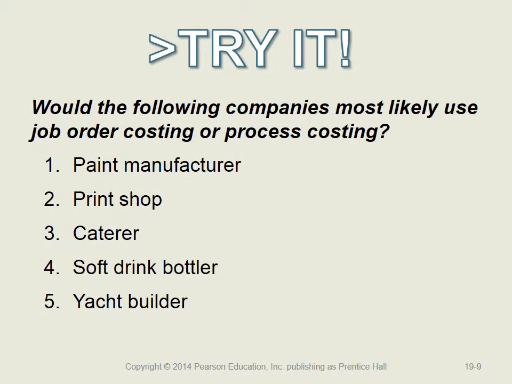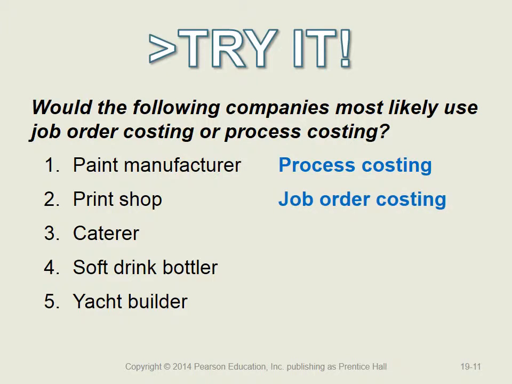So for the try it, would the following companies most likely use job order costing or process costing? A paint manufacturer. Well, most paint is pretty much the same as the paint that went before or after it, so that's process costing. Print shops are very much a custom business, so that's probably going to be job order costing. A caterer, again, is probably going to be a custom type business, so job order costing would be appropriate.